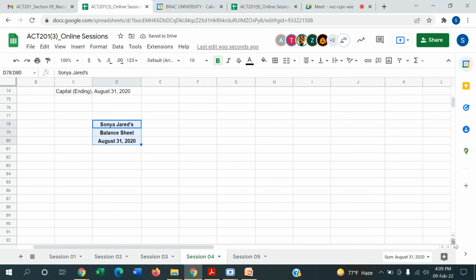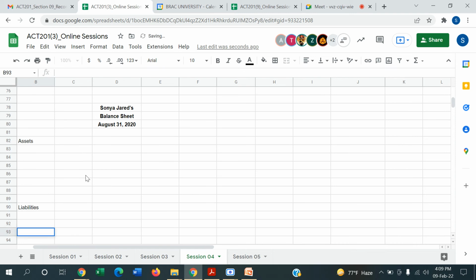Can you remember what information is shown in the balance sheet? All the assets, all the liabilities, and all the owner's equity. Total assets, total liabilities, and owner's equity. These three things, or the relationship of asset, liability, and owner's equity, will be shown in the balance sheet.